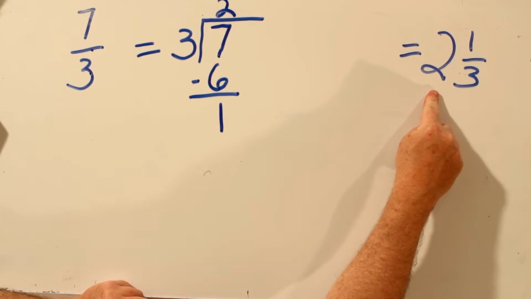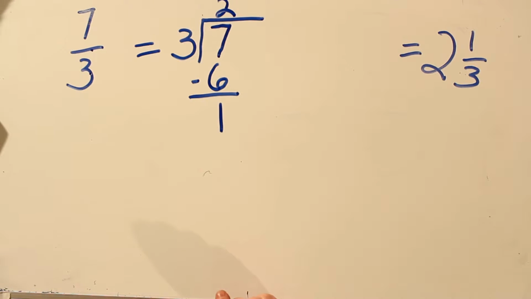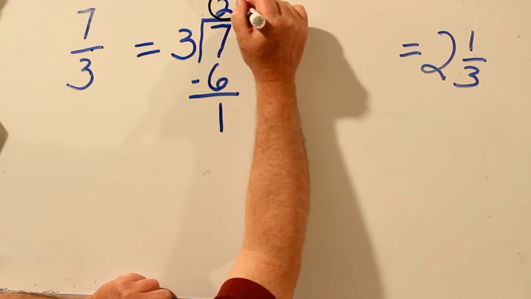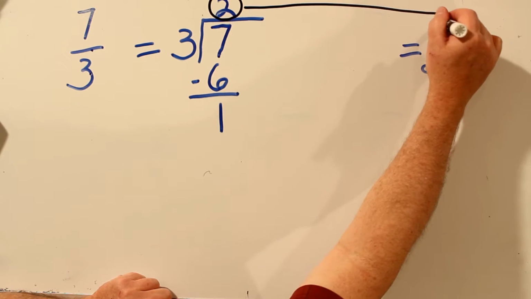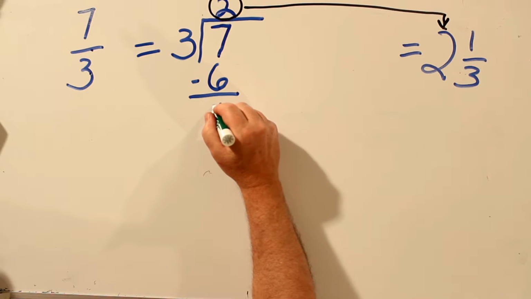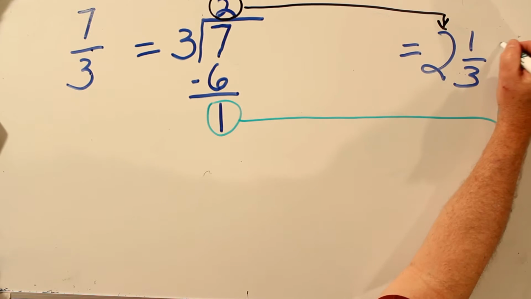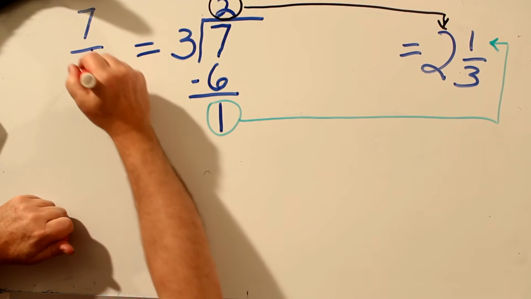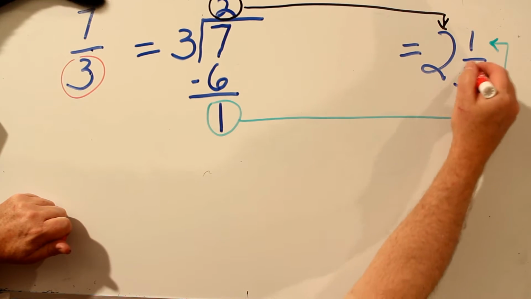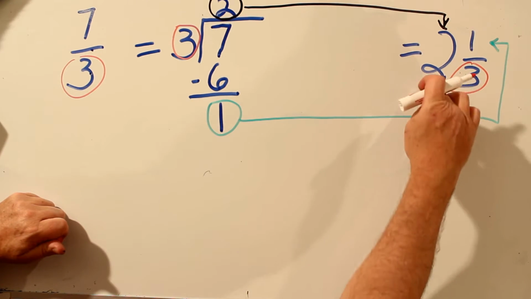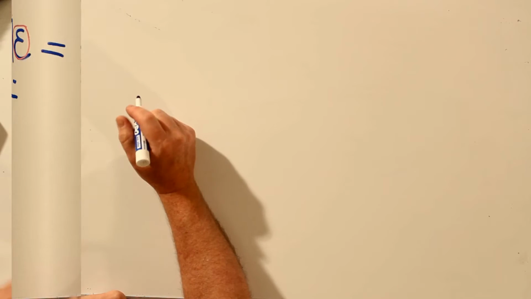And now we have all the numbers for our mixed number. The 2, the whole number part, is here. The remainder 1 goes on top of the fraction, and the bottom number stays the same, the number that we used to divide by. So that's how we come up with 2 and 1/3.